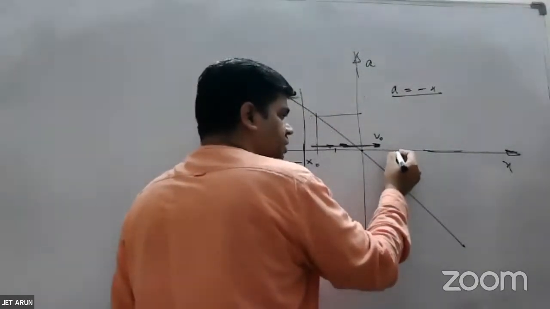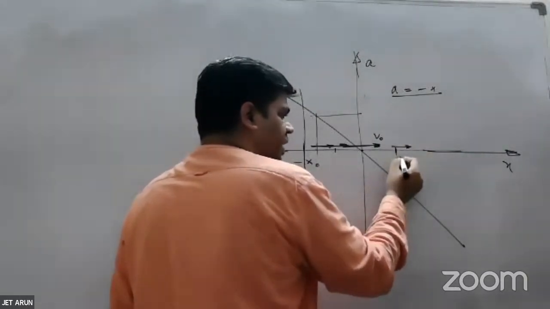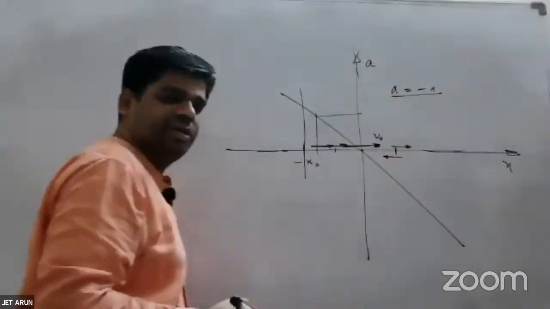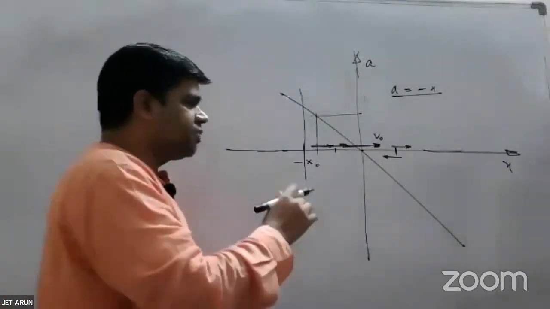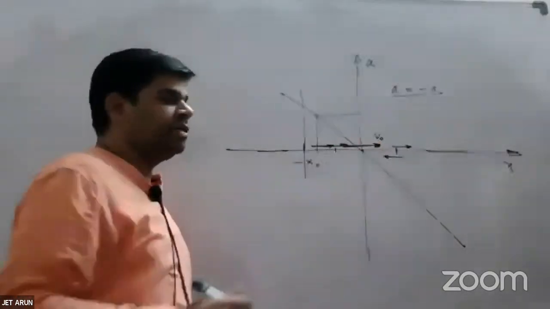and once it comes over here, somewhere here, its velocity is towards right, acceleration is towards left. So it is retarding. So the particle is retarding. Once it crosses the origin, it is retarding. Till the origin it was accelerating, after that it is retarding.